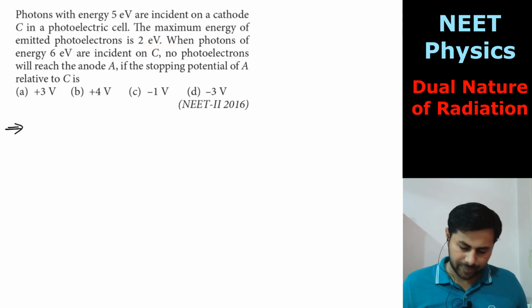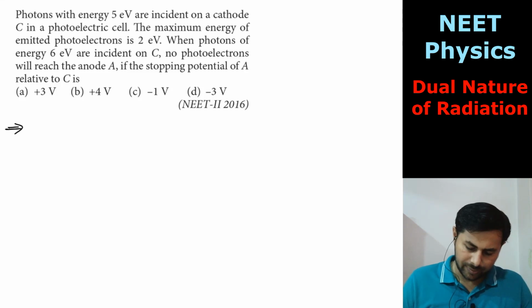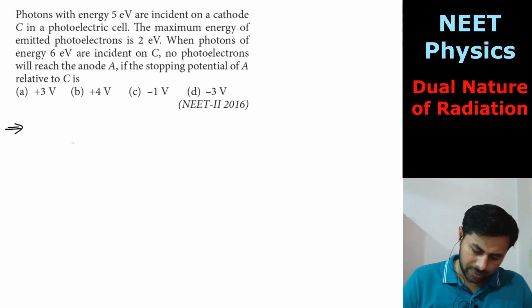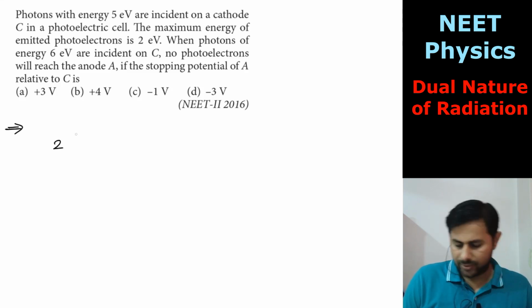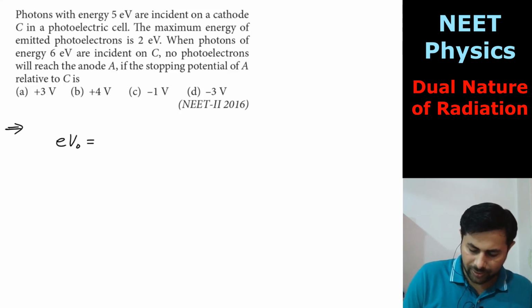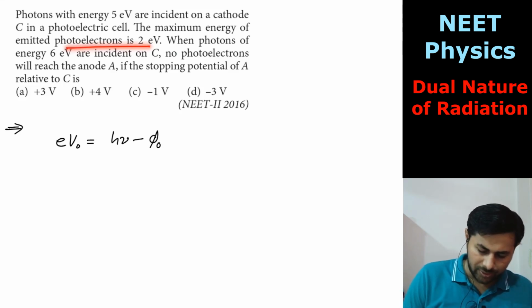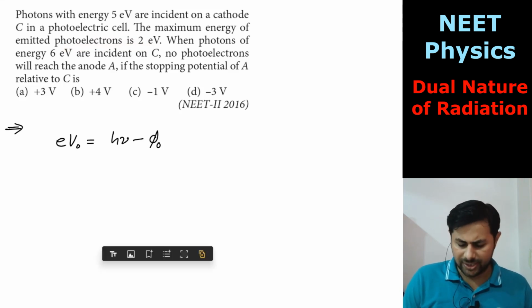Okay, tell me. Option A. Alright, let's check. Photons of energy 2 electron volt are incident. The maximum energy of emitted photoelectrons is 2 eV. So maximum energy is 2 eV, right? So you have eV naught is equal to h nu minus phi naught. Okay. So maximum energy of electrons is 2 eV, or you can say this is Ke max.